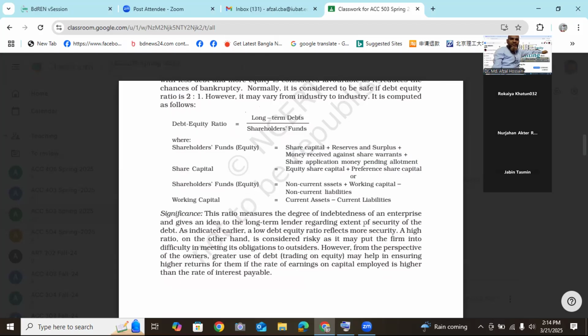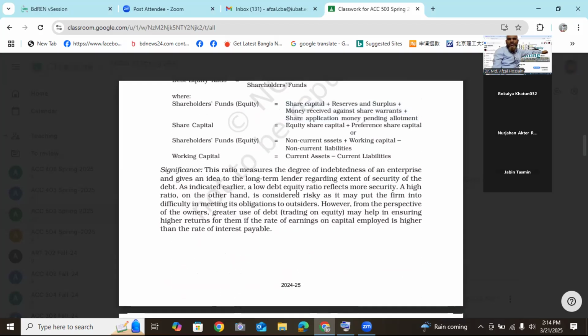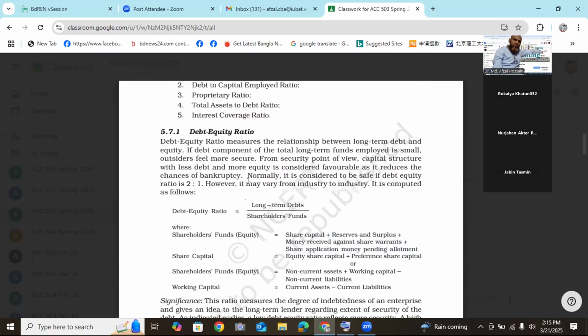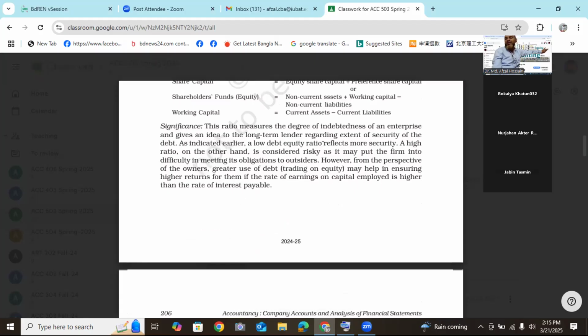Now, what is the significance of debt to equity ratio? This ratio measures the degree of indebtedness of an enterprise and gives an idea to the long-term lender regarding the extent of security of the debt. So, this ratio gives you the idea about the degree of indebtedness.